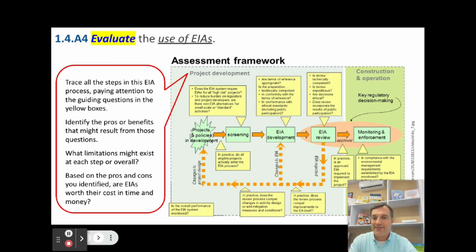What are the limitations? Well, it's not carried out the same way everywhere in the world. One of the limitations may be that even though we've identified that a project will have negative environmental consequences, the social and economic benefits of that project may be determined to outweigh or outstrip the environmental concerns. And so the project goes ahead anyway. I mean, you should be able to look at both sides of that argument.